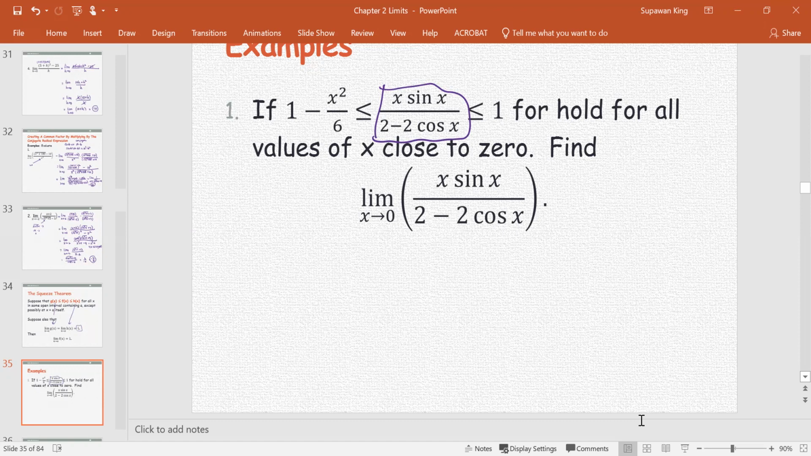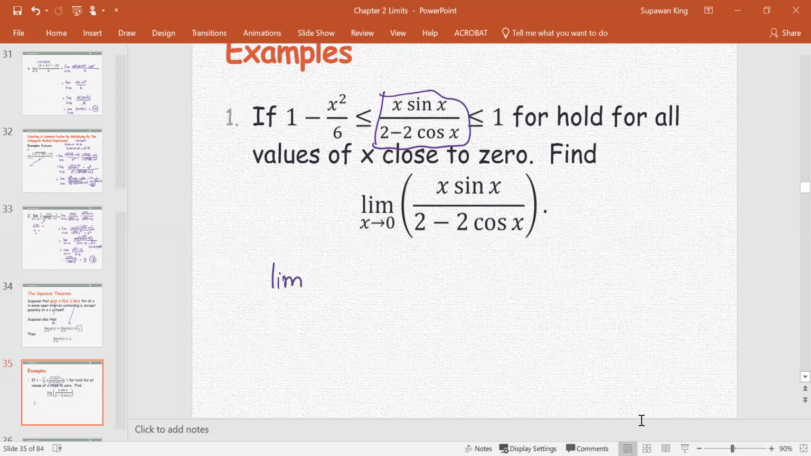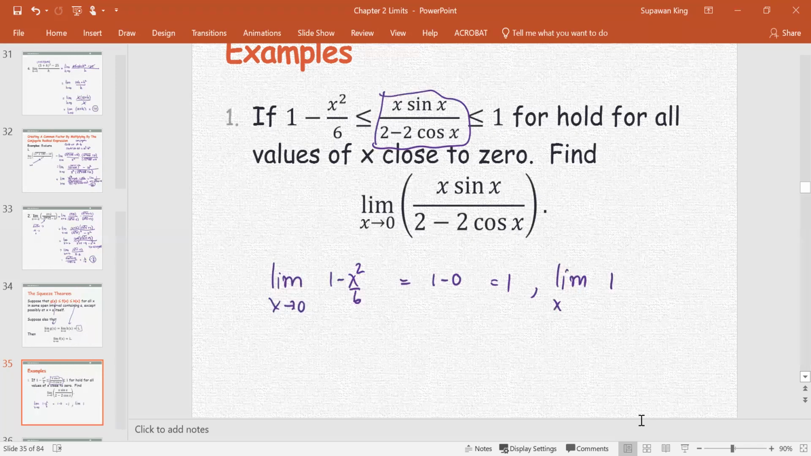By the squeeze theorem, we find the limit of the left function, which is 1 minus x squared over 6 as x approaches 0, which gives us 1 minus 0 or 1. And the limit of the right function, which is 1, as x approaches 0. Since both of them are polynomial, we can do the direct substitution. As you see, the limit of the left function equals the limit of the right function.